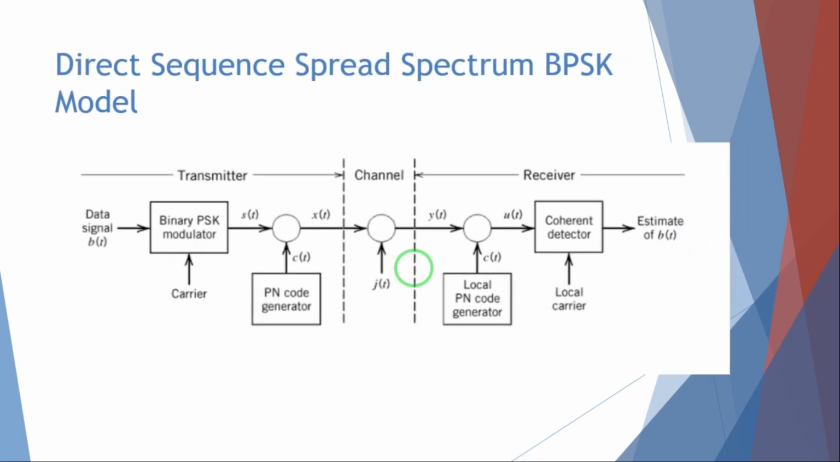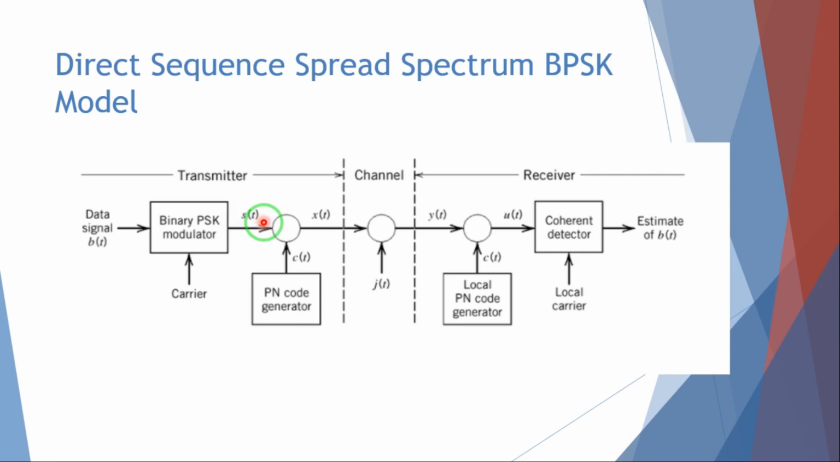This is the direct sequence spread spectrum BPSK model. The spread spectrum technique that we discussed in the previous lecture is called direct sequence spread spectrum. This technique can be used in practice for transmission of a signal over a bandpass channel, such as a satellite channel, where BPSK can be used. You can see on the screen that this is the data signal. It is given to this binary PSK modulator, which uses a carrier, and the output of this modulator is s of t, a modulated wave.